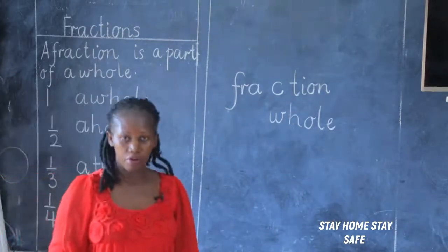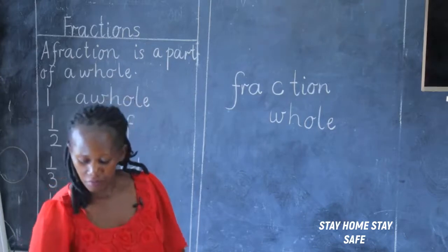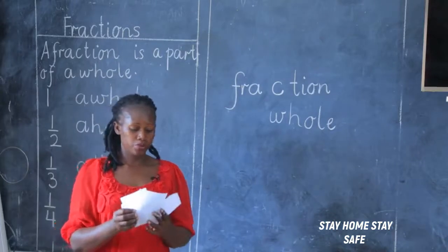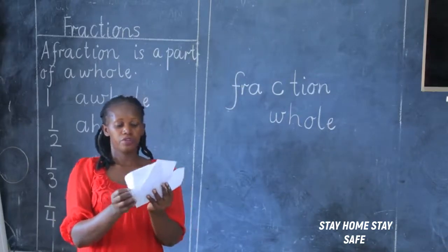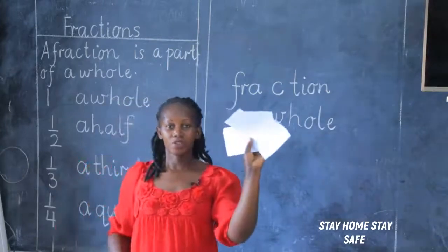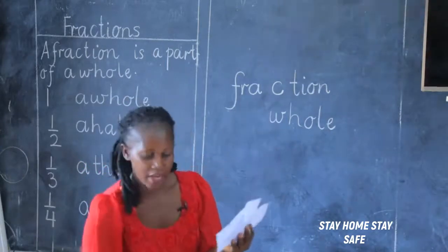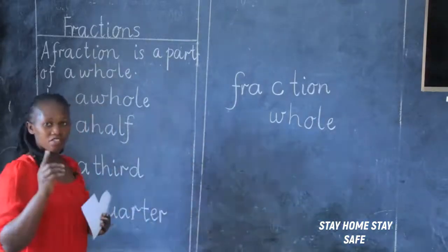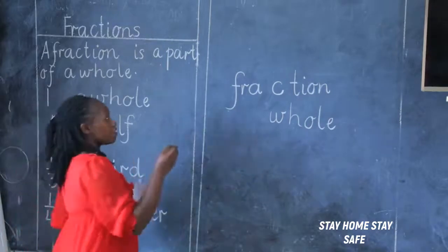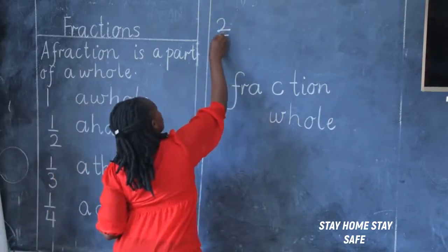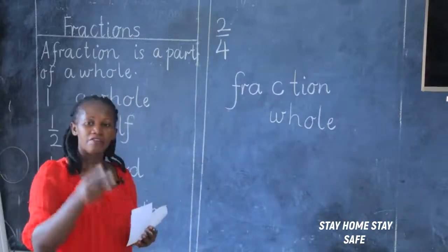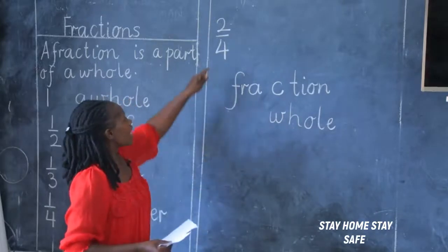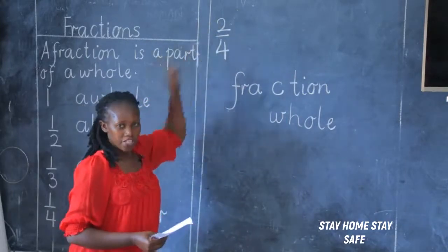I have my 4 pieces here. I can decide to give out 2. I give 1, 2. Do you know that fraction I've given out? This time I did not give out 1. Instead I gave out 2 parts out of 4. And do you know how we name this fraction? We name it as 2 quarters.